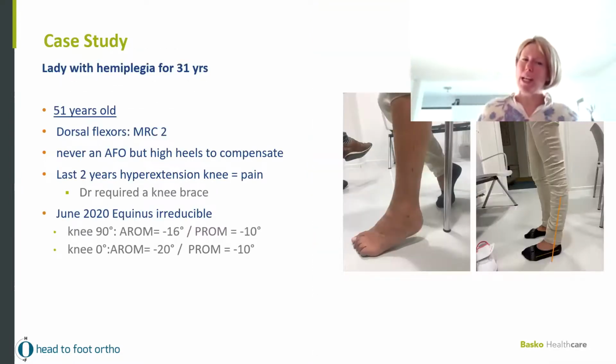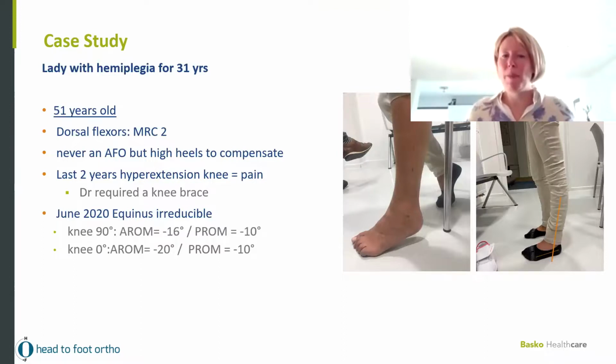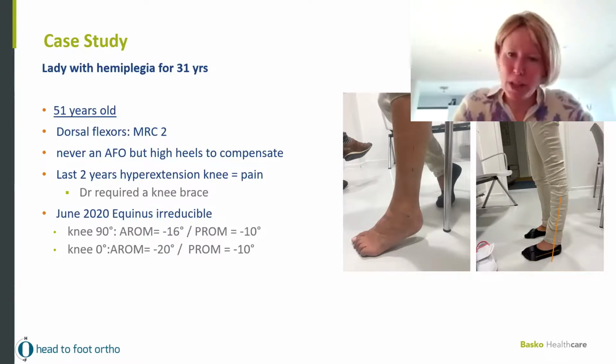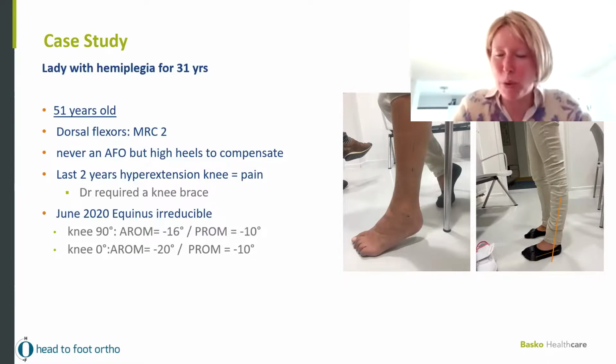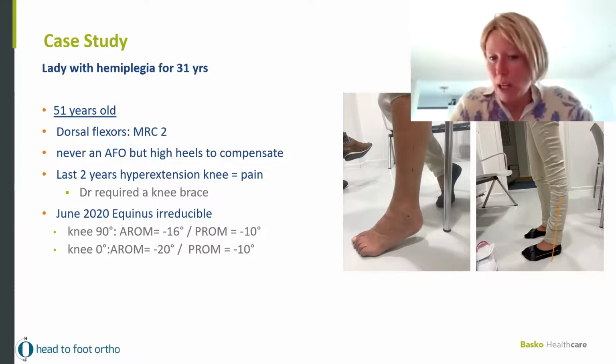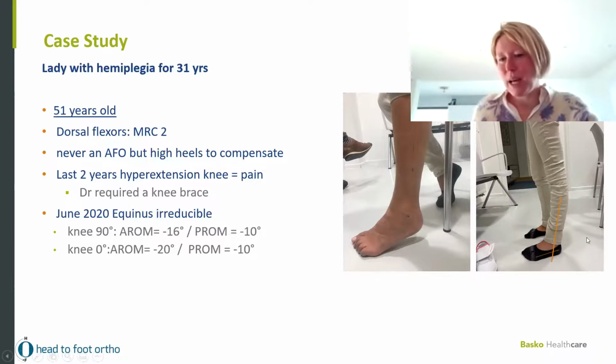This is another beautiful case study. This is a case study with a lady who had a CVA 31 years ago, and she had a deficiency of the dorsal flexors, but she hid it very well. She wore high heels, so nobody could see that she had a deficiency. But 30 years later, she started to struggle with her knee and to have really bad coordination and real instability in the knee. And she goes up to that hyperextension in the knee.